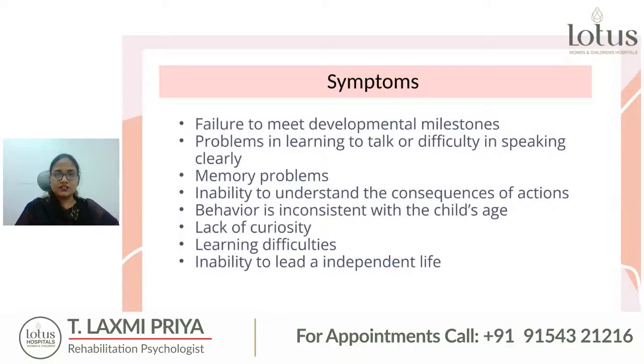Behavior is inconsistent with the child's age. When you compare with the same age group, their behavior might not be okay in the way of understanding the environment, social skills, talking appropriately, or understanding the situation. They also sometimes lack curiosity. Normally children will be excited, jumping, and curious to open whatever you bought, but children with ID lack such curiosity. They are also slow learners.